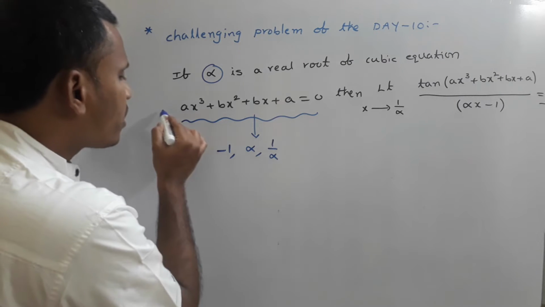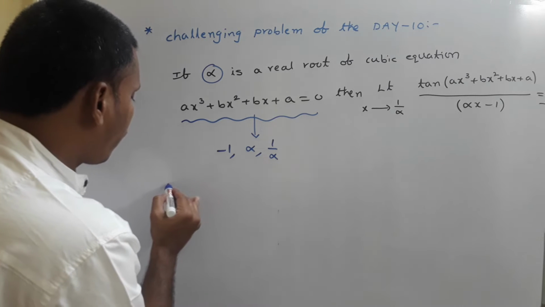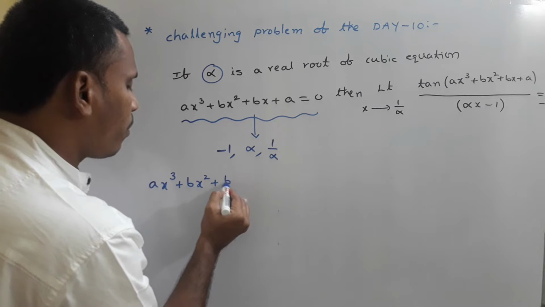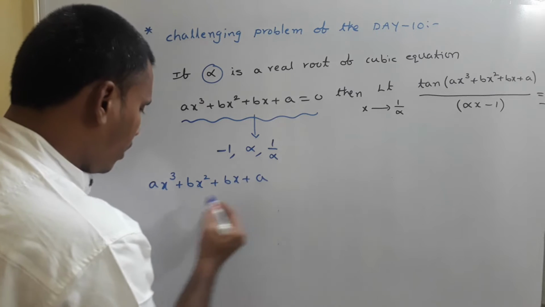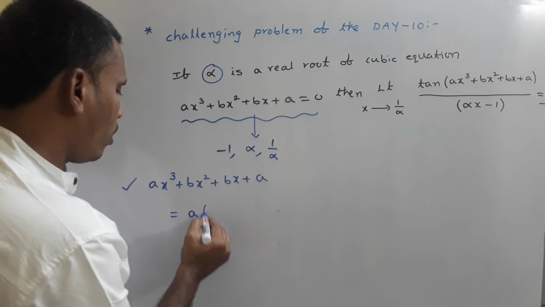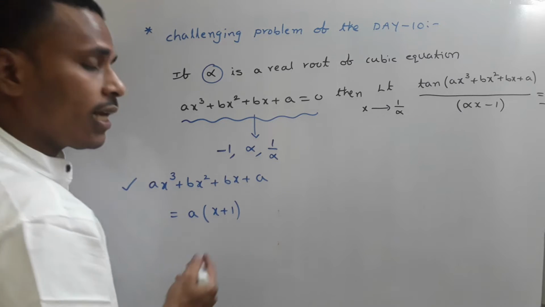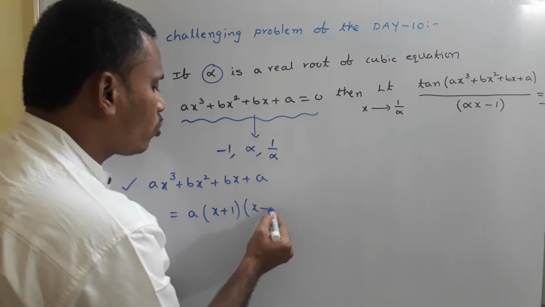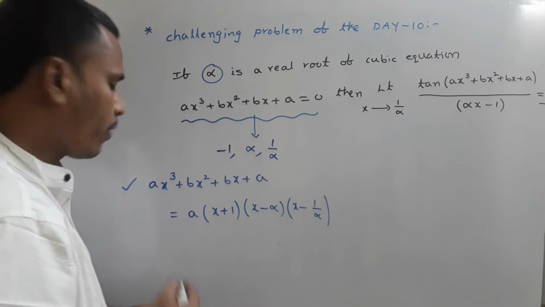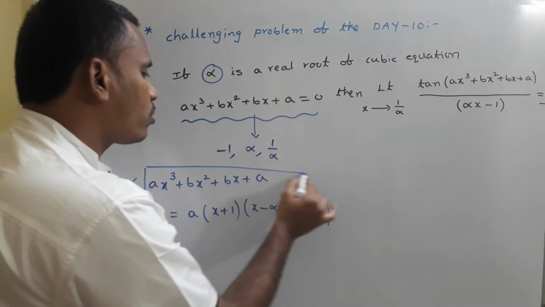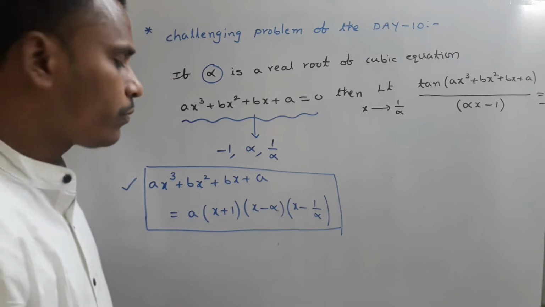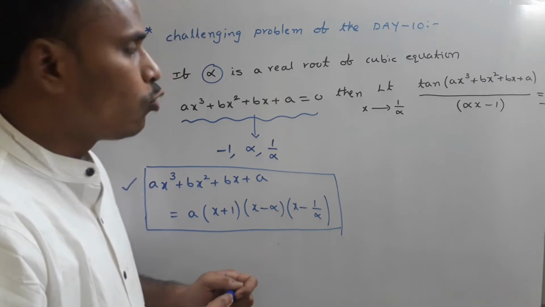Since a cubic equation has 3 roots, we have this way of expression: ax cube plus bx square plus bx plus a equals, since the leading coefficient is a, a into (x minus of minus 1), since minus 1 is a root, and x minus alpha, since alpha is a root, and x minus 1 by alpha, since 1 by alpha is a root. We know this way of representation, and now I will use it to find the limit.